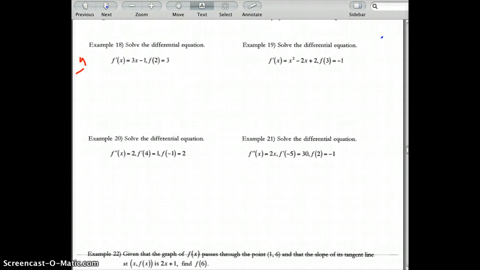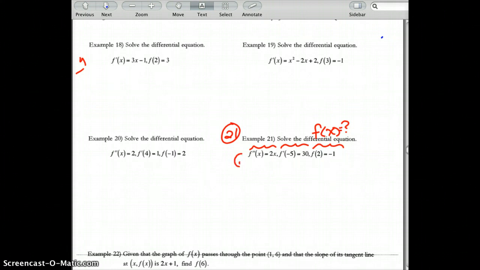So I want to go look at number 21 next. Again, we don't need to do all of these. We'll do number 21. This one says solve the differential equation, and again, it's in f format, so I want to figure out what's f of x specifically, so that the second derivative is 2x, and it gives me a point on the first derivative and a point on the original function.